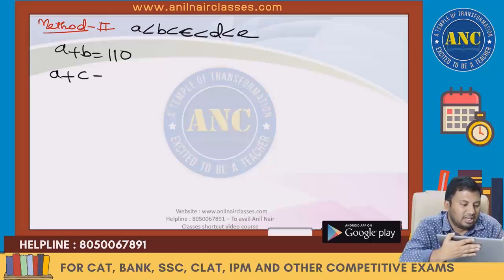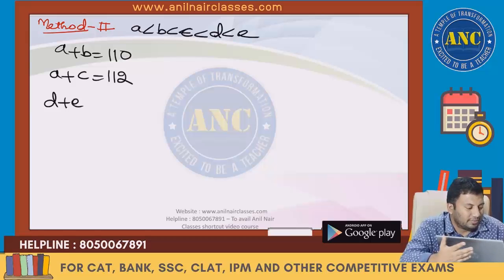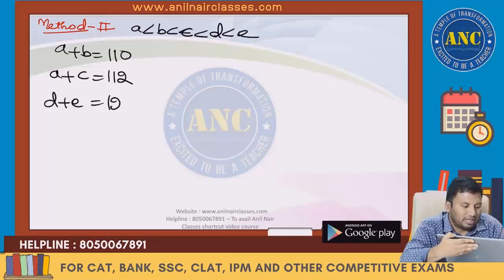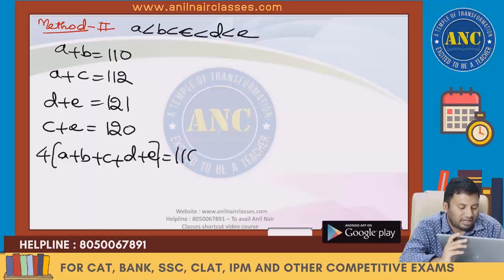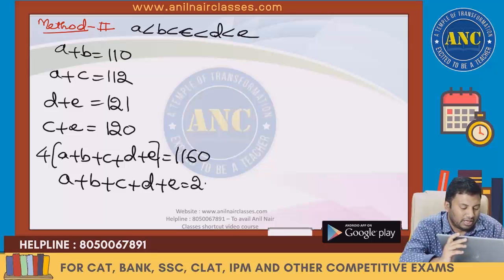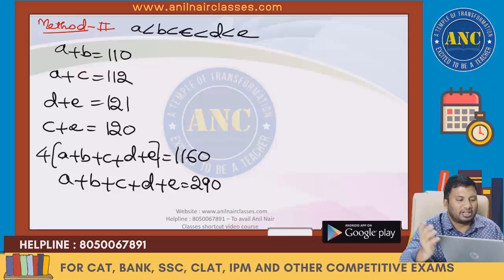Next it is A plus C, 112. D plus E is 121. C plus E is 120. Right? What is the other equation we got? 4 into A plus B plus C plus D plus E, which we got as 1160. So A plus B plus C plus D plus E is 290. From this, we will get all the values.